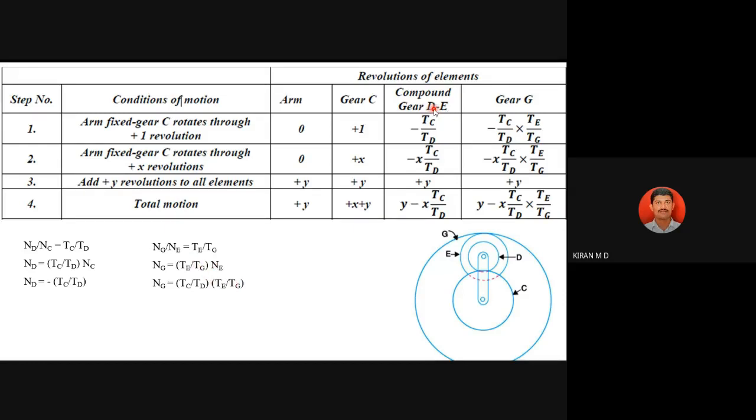The speed of gear E is equal to the speed of gear D, which is equal to minus TC by TD. So you substitute minus TC by TD into TE by TG, and this becomes negative. Here we are not going to change the sign. If it were an external gear it would become plus, but here we are not changing the sign because this is the internal gear. The direction of external and internal gears when meshed is the same, so we are going to use the negative sign only. Is it clear?